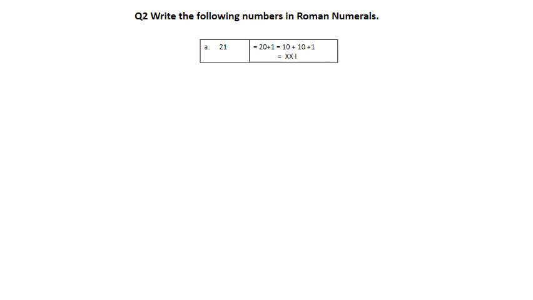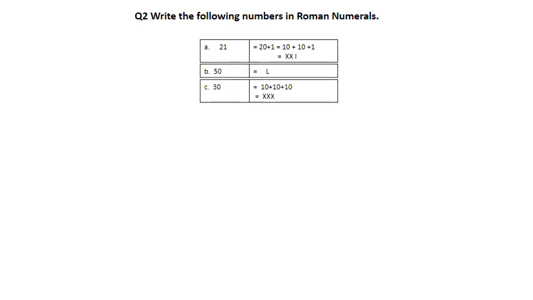So the basic symbol for 10 is X. Here 10 is X and this 1 is I. So 21 we write down in Roman as 10, 10 becomes 20, and 1, 21. The next one is 50. Okay, 50 is already our basic symbol. So this 50 we write down as L.